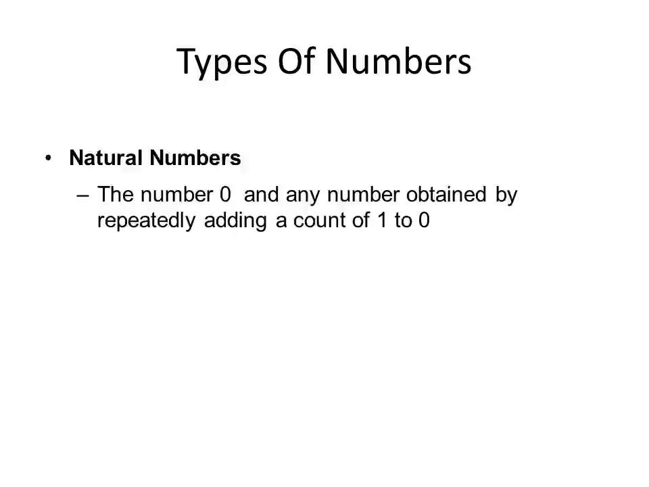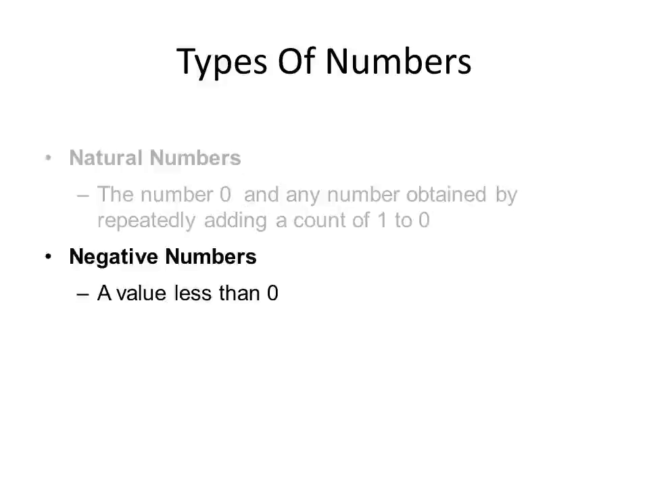Types of numbers. Natural numbers. Natural number means the number 0 and any number obtained by repeatedly adding a count 1 to 0. That means if you have 0, then you add 1, it becomes 1. Then if you again add 1, it becomes 2, then 3, then 4, and so on.